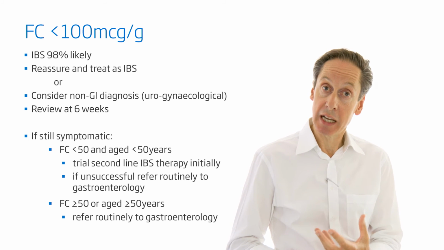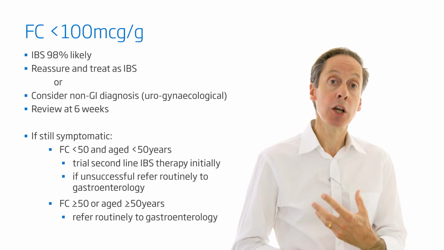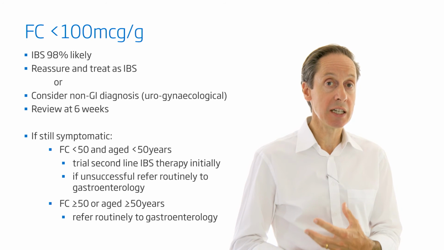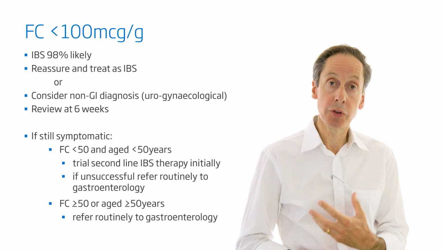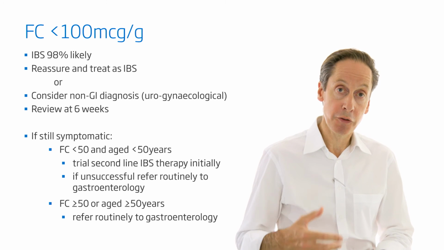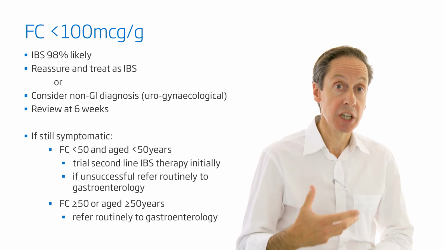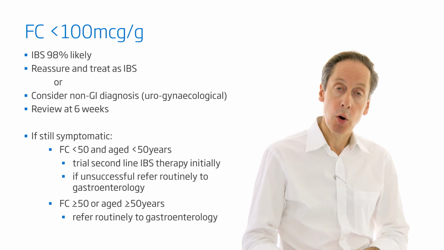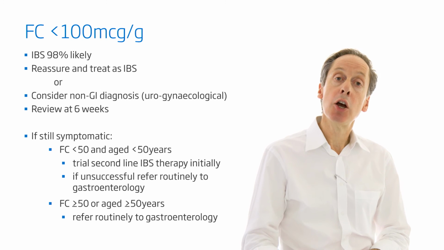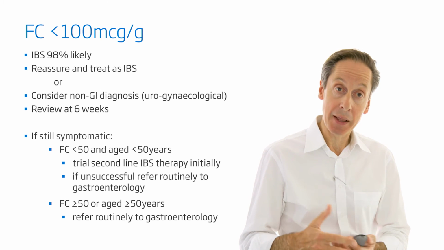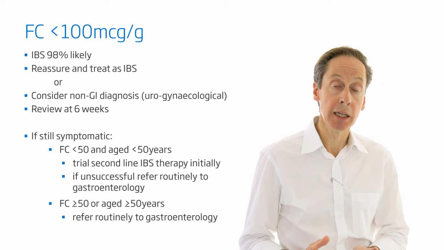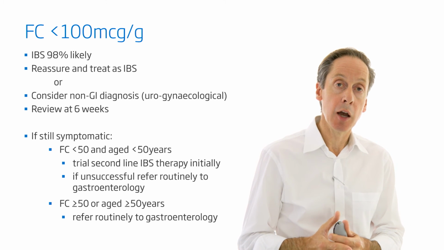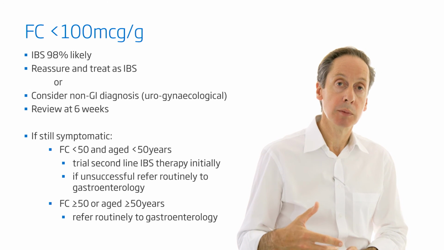If the patient is young, that's less than 50, and their fecal calprotectin was also less than 50, but they're still symptomatic, their chance of having irritable bowel syndrome is still extremely high, and you should treat them with second or third line IBS therapy before considering a referral to secondary gastroenterological care. If, however, the patient is older, that is 50 or over, or had a fecal calprotectin between 50 and 100, and they're still symptomatic, refer these patients routinely. This is the group in whom there's a small but increased risk of these other non-inflammatory GI disorders.